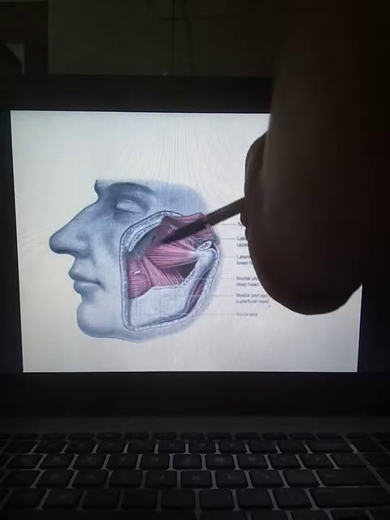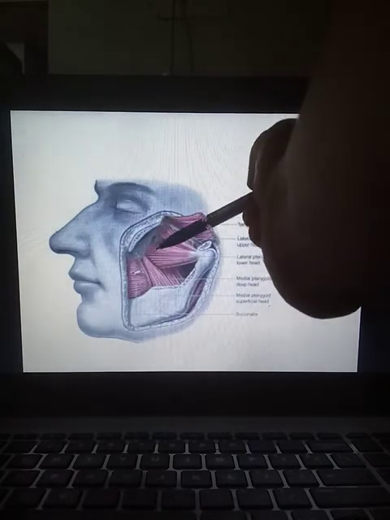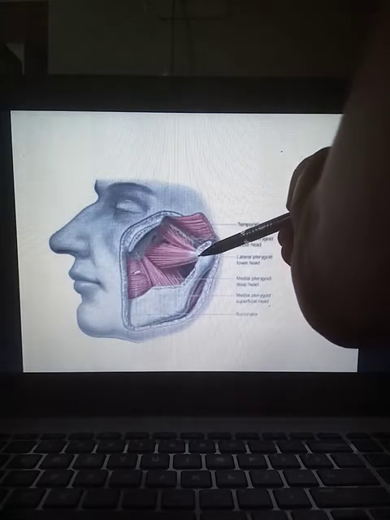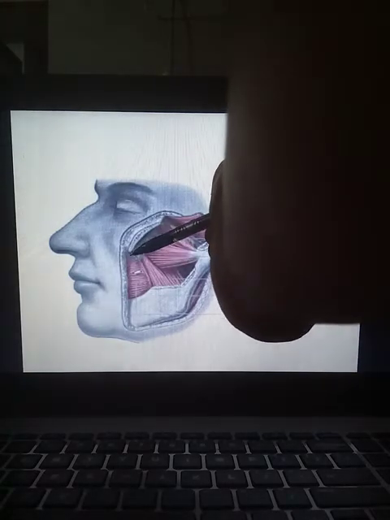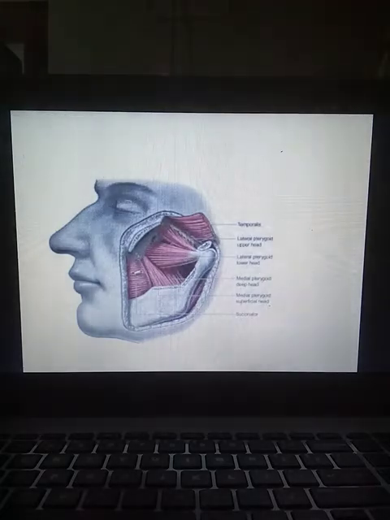This deep head comes from the medial surface of the lateral pterygoid plate, and the lower head of the lateral pterygoid comes from the lateral surface of the lateral pterygoid plate.